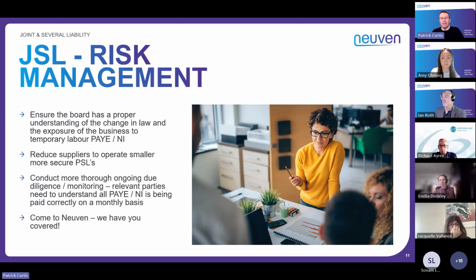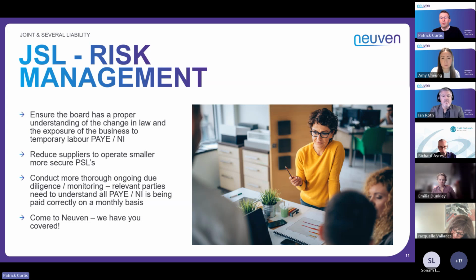So what do I think that a practical response to these issues would be? I think first, and it slightly worries me to say it, but I feel I ought to, given our understanding of how well this is understood in the market, I think people should ensure their board has a proper understanding of the legislative changes and has a proper understanding of the exposure of their business to temporary labour, PAYE and NI.